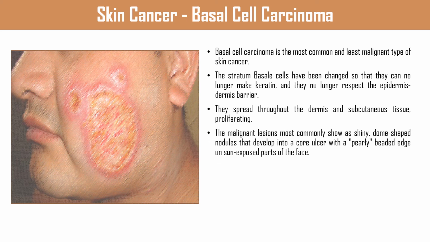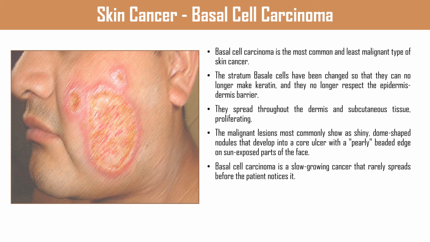The malignant lesion most commonly shows as tiny dome-shaped nodules that develop into a central ulcer with a pearly beaded edge on the sun-exposed part of the face. Basal cell carcinoma is a slow-growing cancer that rarely spreads before the patient notices it. 99% of the cases are entirely cured when the lesion is surgically removed.